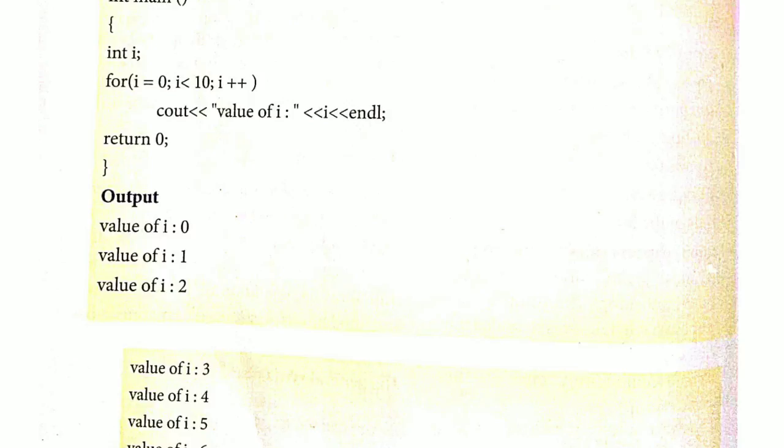So the body of the loop contains only one statement, that is, print the value of i. Then return 0 is the end of the program. Here you can see that the output produces only the value of i. These values will keep on changing. The body of the loop will keep executing until the value of i is greater than 10.